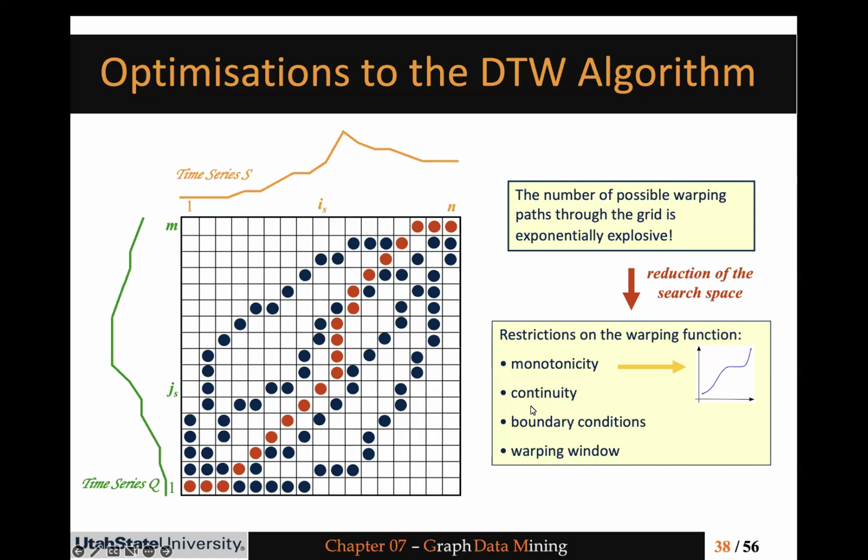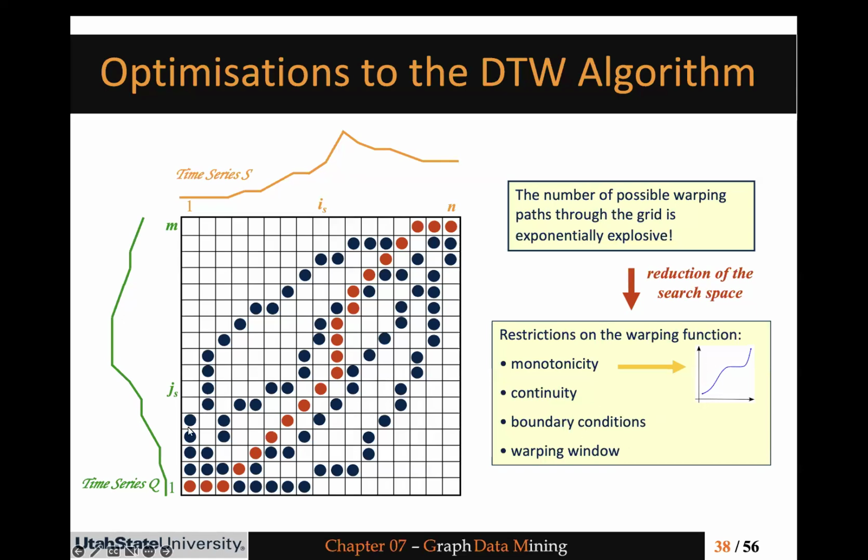Continuity simply means that I should not miss any point of either time series along the path. So every single point, either from the orange or the green time series, must be aligned with another point from the other time series counterpart.